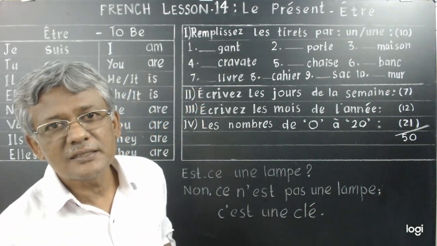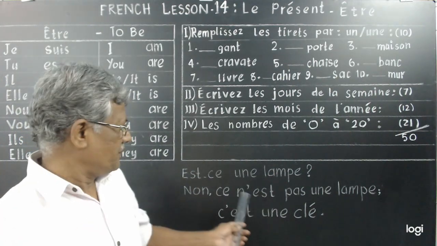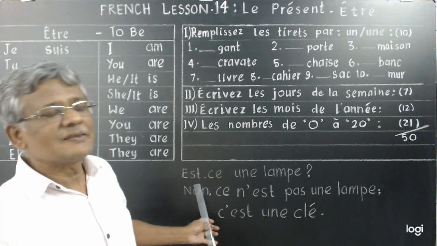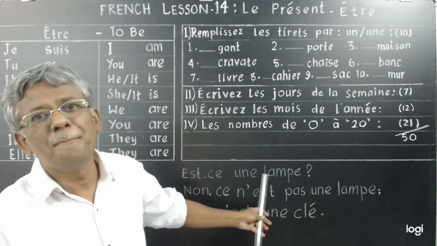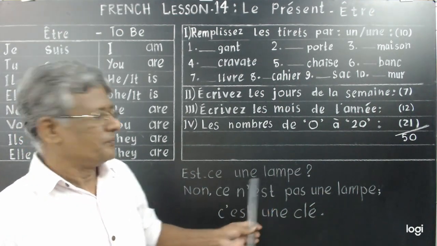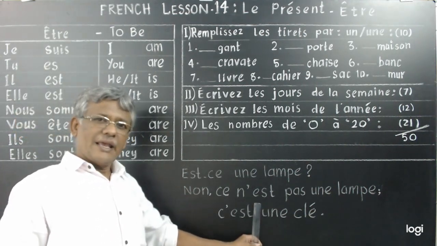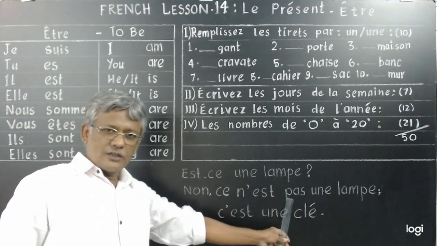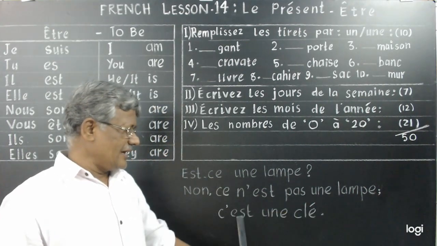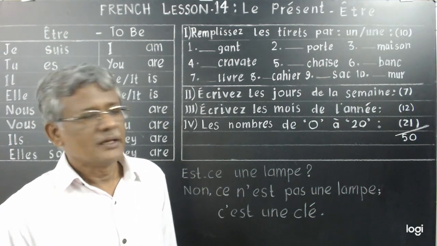Yesterday we learnt negations, how to make no and not in French. Yes, une lampe. This is the question: Is this a lamp? You are going to answer no. This is how you answer: No. This is not a lamp. This is a key. This you learnt yesterday.